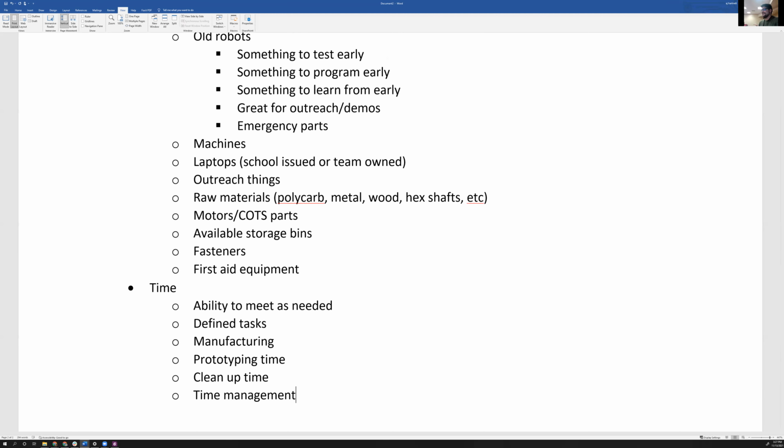It's not ideal. It would be great to have the robot functioning before our first match even. So I think time as a whole is a really important resource. Okay, any other things that we want to add here?